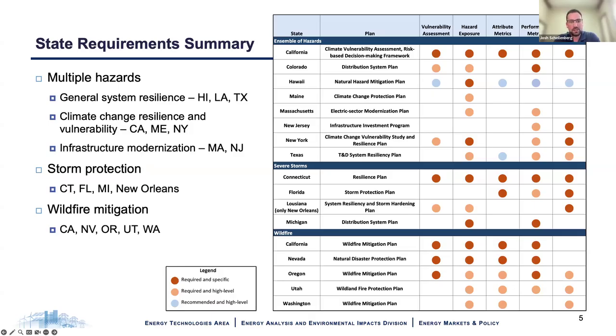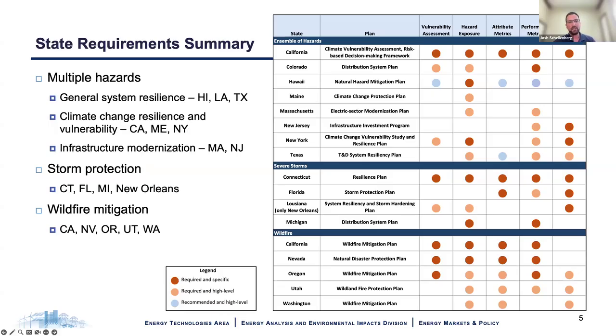In other states, though, you do see that there are storm protection plans specifically. So it's not looking at climate more generally. It's not looking at multiple hazards. It's specifically focusing on the impact of storms in terms of the plans that the utilities need to develop. And that is in Connecticut, Florida, and Michigan, as well as New Orleans, has their own requirements in place that are separate from the state of Louisiana.